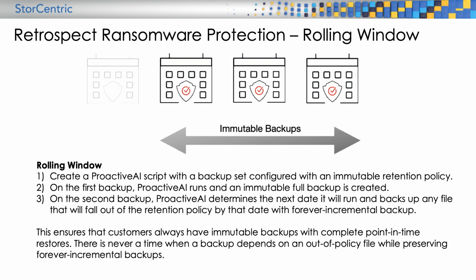And on the second backup, proactive AI determines the next date it will run and backs up any file that will fall out of the retention policy by that future date using forever incremental backups. This ensures that customers will always have immutable backups with complete point-in-time restores. There is never a time when a backup depends on an out-of-policy file.